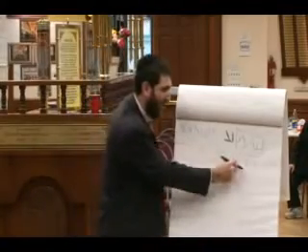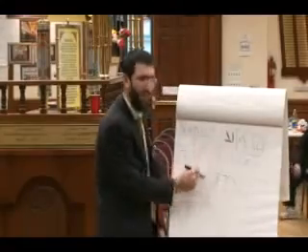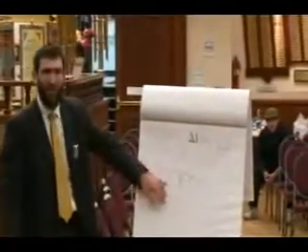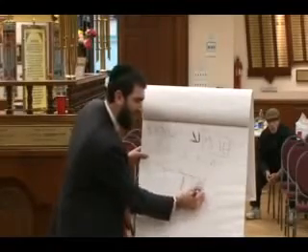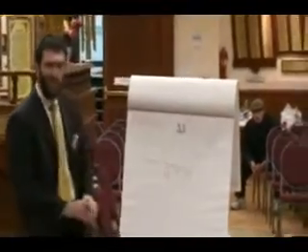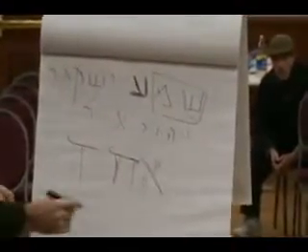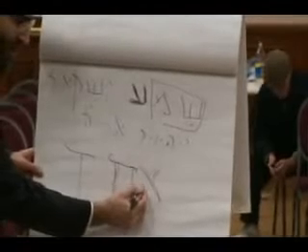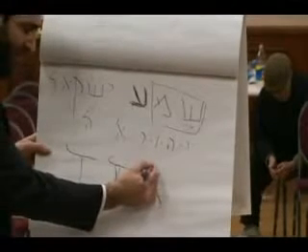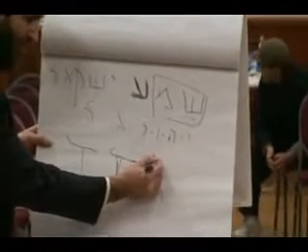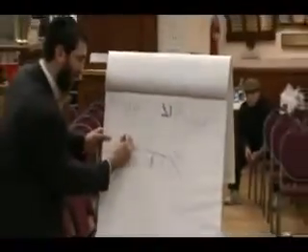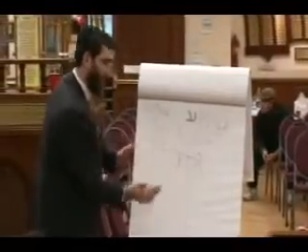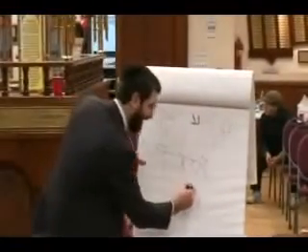Shema Yisrael, Hashem Elokeinu, Hashem Echad. Now let me show you this word Echad. Echad means what? It means one. When we say this, we put our hands over our eyes. Look at the word Echad. What did we say the Aleph represents? Spiritual, good. What did we say the Dalet represents? Physical world, beautiful. What did we say the Chet represented?